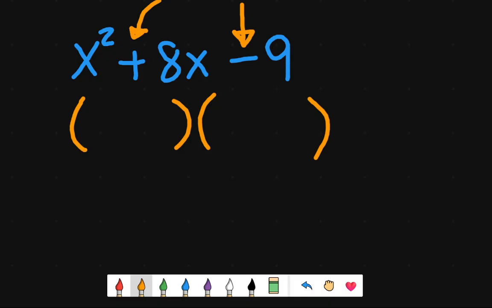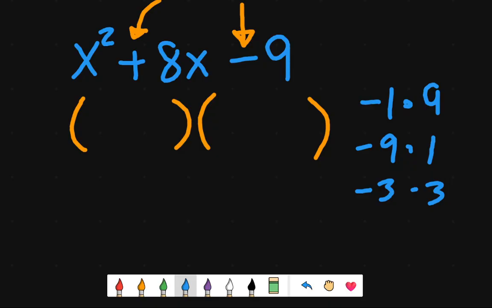So we first list out our factors of 9. We'll just say the factors of negative 9, since there's a negative 9 there. What are the factors of negative 9? We can have negative 1 times 9. What else? We can flip it and say negative 9 times 1. What about negative 3 times 3? Is there anything else? There is nothing else, correct?